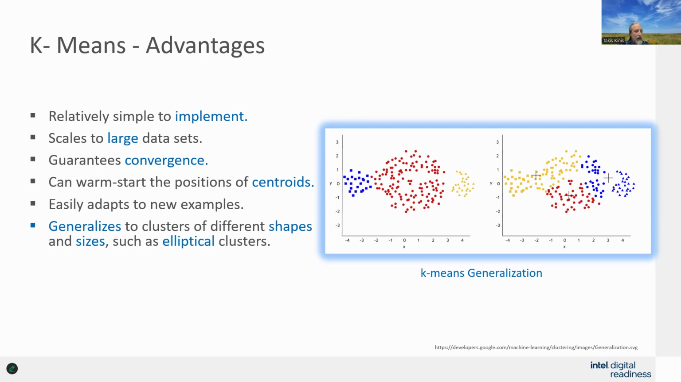It's kind of fudge proof in that regard. You can warm start the position of centroids. So you can put the centroids where you think they belong, or you can just randomly put them in and they'll still find their way. Once the model is trained, it easily adapts to new examples because it's using math to drive it. And it generalizes to all sorts of different shapes, sizes, dimensions, and mathematical formulas.